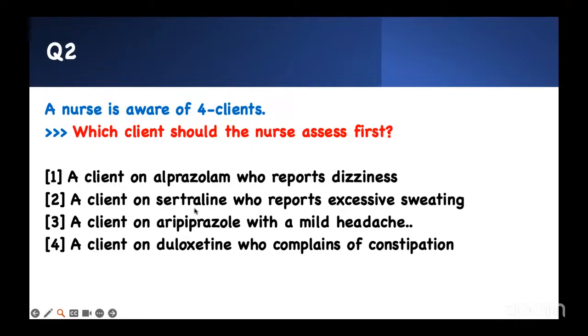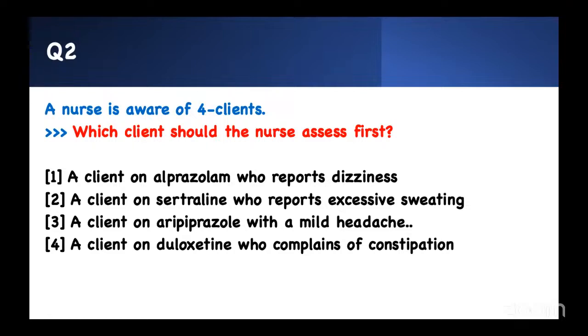Sertraline, right? What is that? It's an SSRI, right? Patient is reporting excessive sweating. You think if I give you sertraline, you're going to sweat? That's an unexpected finding. You have to be sharp about it. That is sepsis and shock. Aripiprazole, if you don't know it, this is an antipsychotic, right? It's a 3rd generation. Patient is complaining of mild headache. It's not dying from it. Duloxetine, it's another SNRI. It's complaining about what? Constipation. That is the side effect of that.